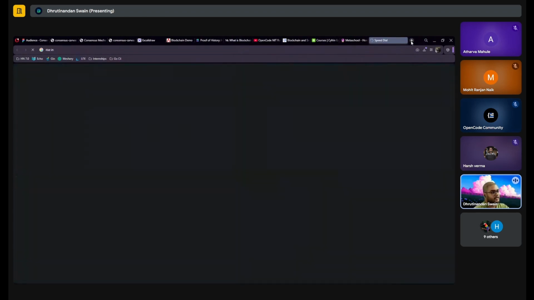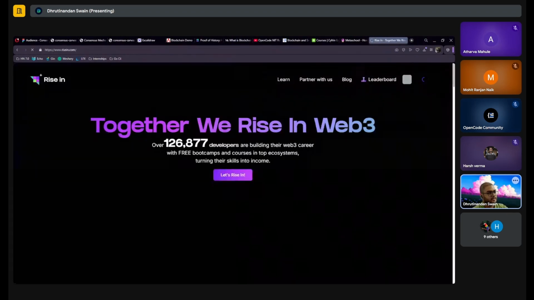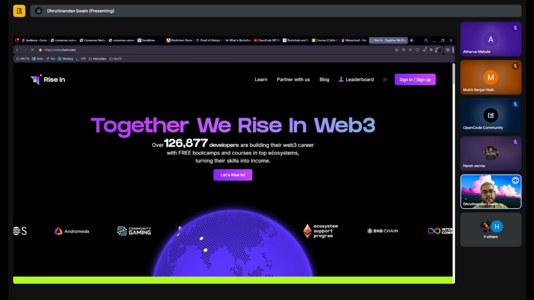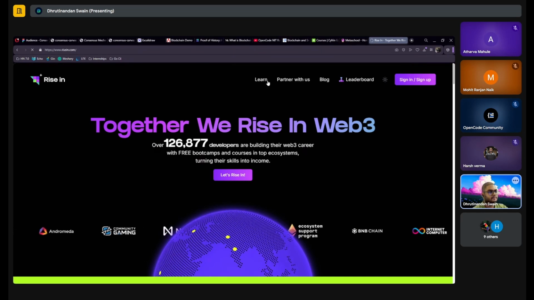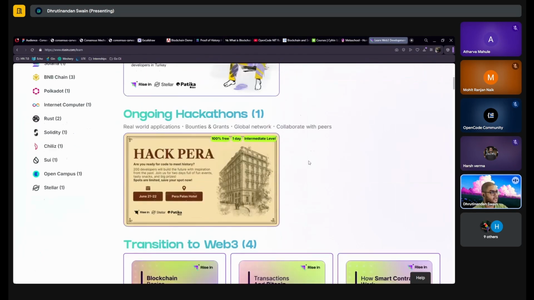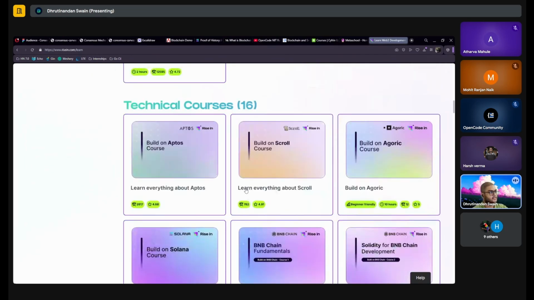There is another site, Rise In, where, as you can see, together we rise in Web3. It's a platform that provides various bootcamps to learn Web3 development. As you can see, there is a Full Stack Development Bootcamp in India. Multiple things are going on here. They also sponsor hackathons and provide predefined courses that help you to transition into Web3.